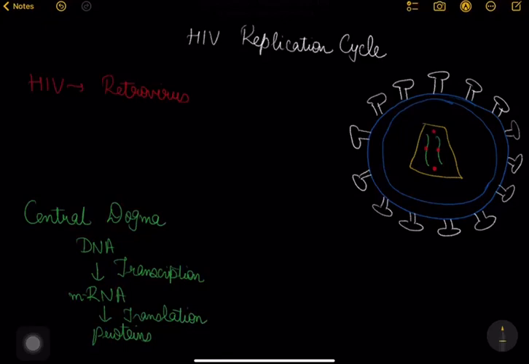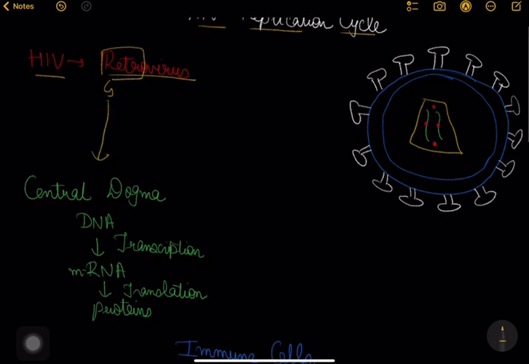Hello everyone. Let's start with HIV replication cycle. Now HIV is a retrovirus. Retro meaning it behaves backwards from the original way. So now what is the original way? So the original way is central dogma.